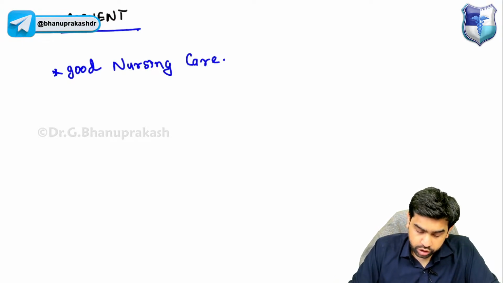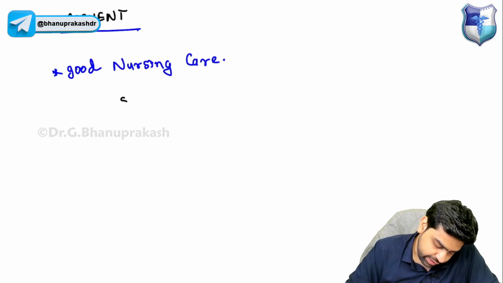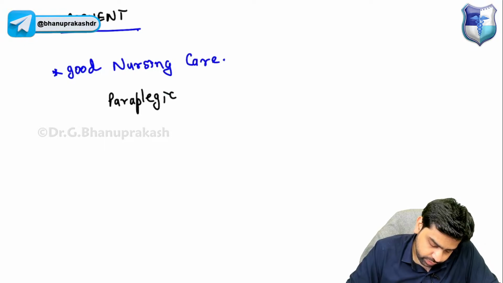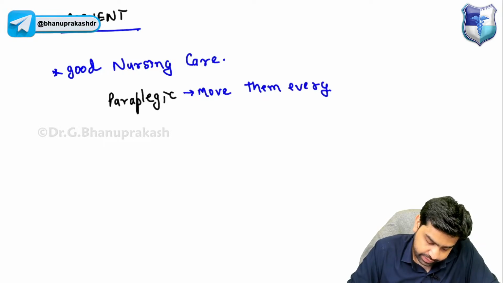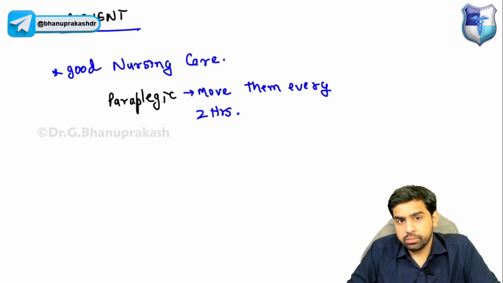Okay, so how much should it be? Let's assume that you're dealing with a patient who is paraplegic. Patients cannot even get up. So in the paraplegic patients, you have to move them every 2 hours. Every 2 hours you have to move these particular patients.